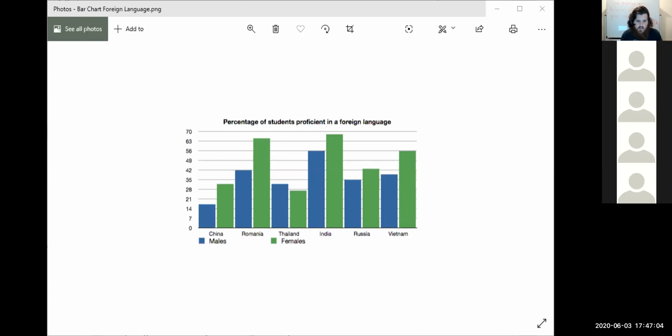Male language proficiency, showing around about how much data? If you could give an approximate number. Around 35%, you'd say. Both showing around 35%. Excellent. Good. So we've got a similar sort of trend there.